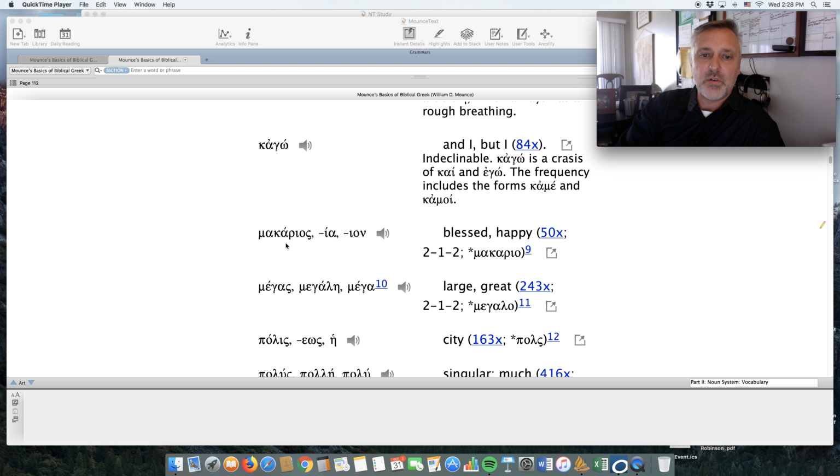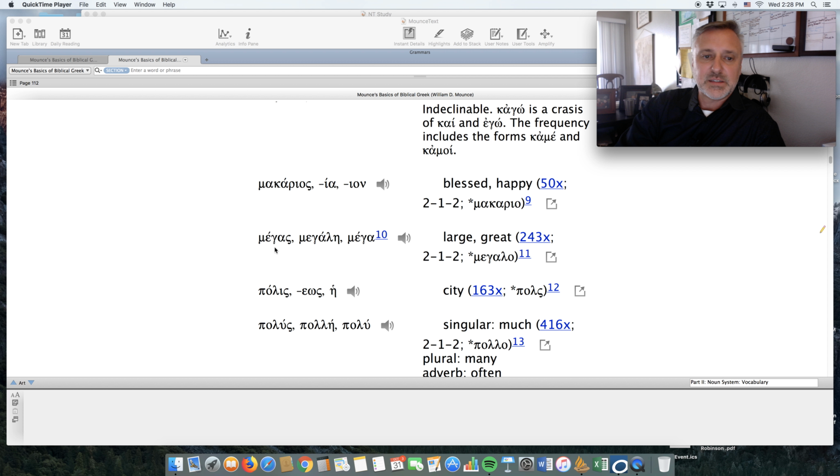Makarios. Makarios. Makaria, Makarion. Blessed or happy. There you go. And then we have megas. Megas. Megale, mega. So this is the masculine form, this is the feminine form, this is the neuter form of the word large or great. And of course, remembering this, mega means large or great, and it's used as an add-on to English words. This shouldn't be a strange idea.